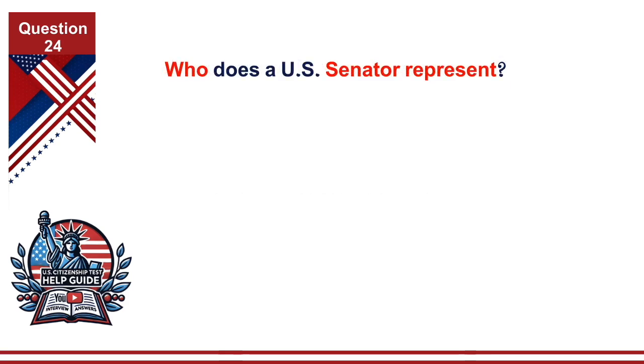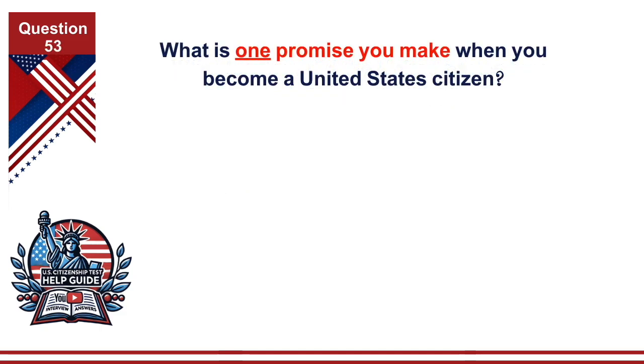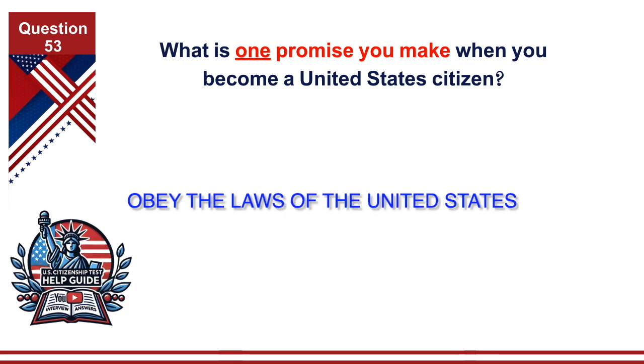Who does a U.S. Senator represent? All people of the state. What territory did the United States buy from France in 1803? The Louisiana Territory. What is one promise you make when you become a United States citizen? Obey the laws of the United States.